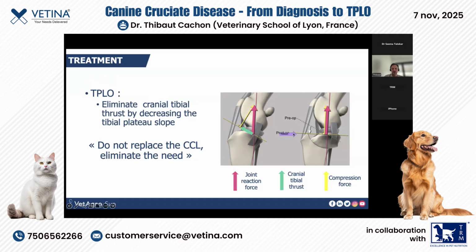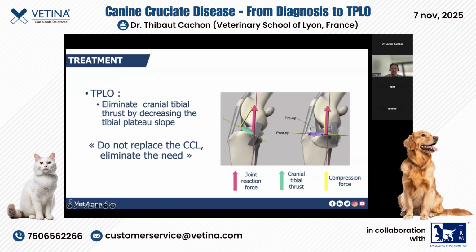So if you decrease the tibial plateau slope and you keep the slope to more or less 5 to 6 degrees, you are going to align the compression force with the joint reaction force, and you are going to eliminate the cranial tibial thrust. You won't get any more cranial movement of the tibia. That's the purpose of the TPLO.